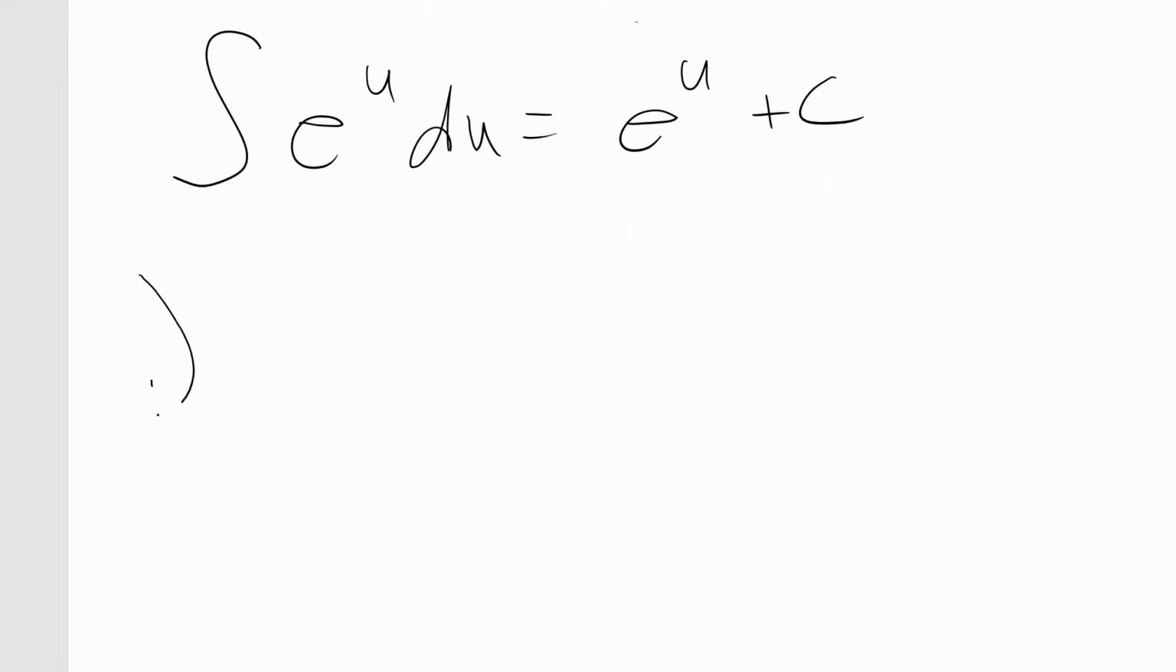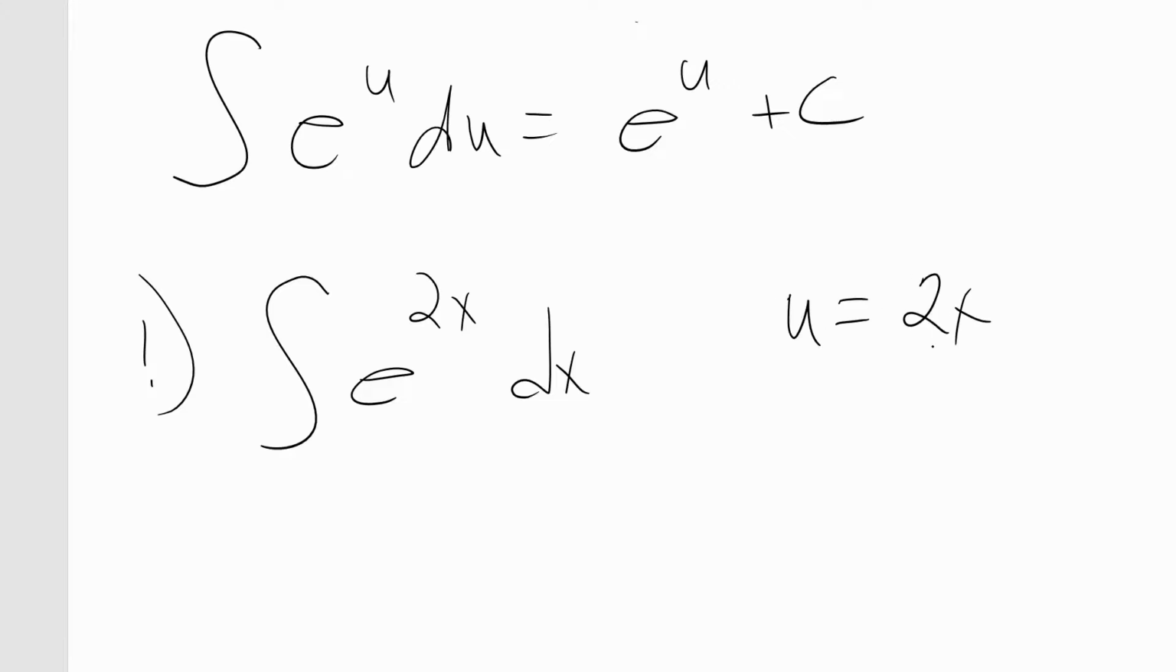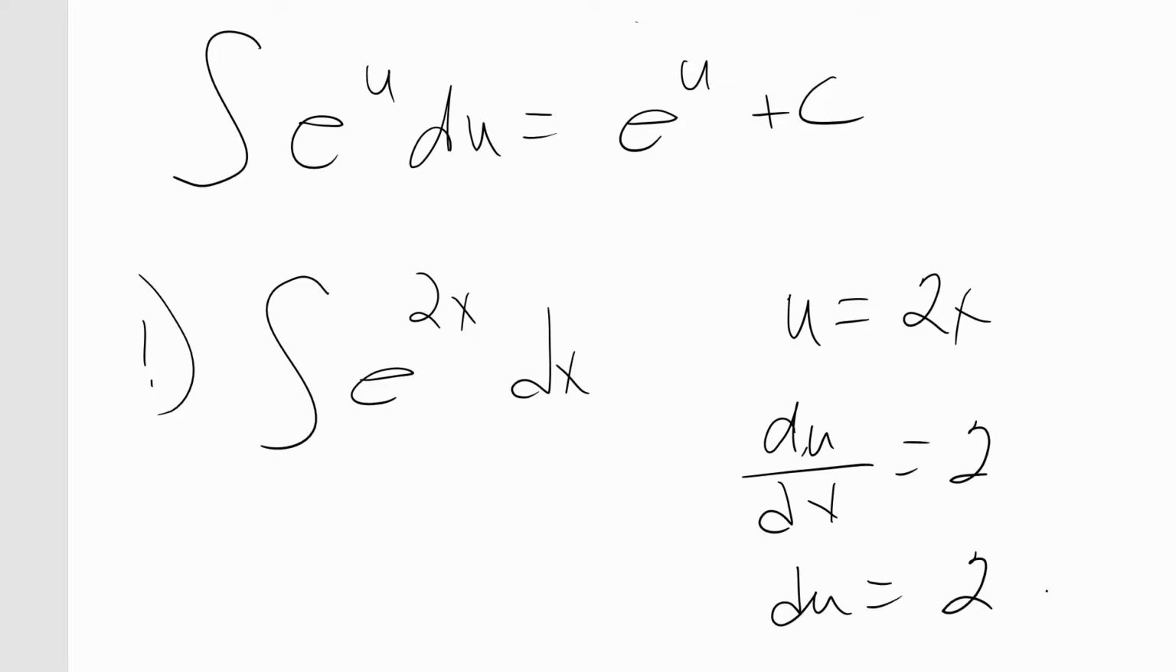All right, number one. The integral of e to the 2x dx. My exponent is not just x, so we're going to have to do u substitution. Just like before, if you have integrals and fractions, you pick the denominator to be u. If you have the integral of an exponential function, you're always going to choose u to be your exponent, which is 2x. So then du dx is 2, and du is 2 dx.